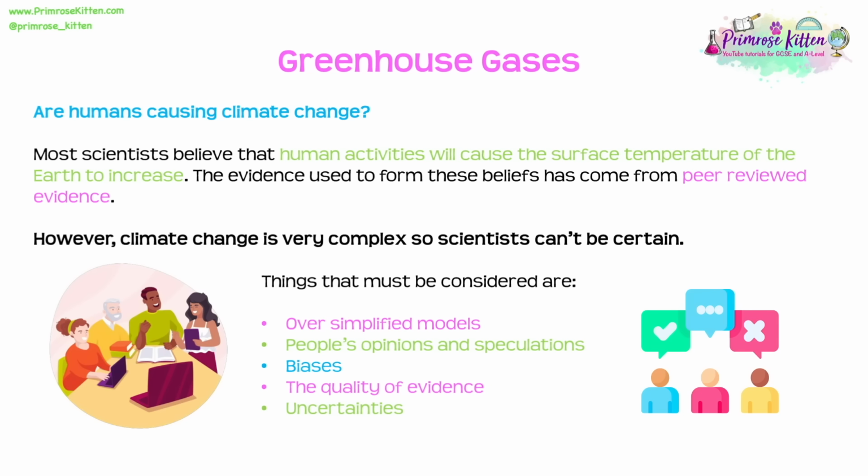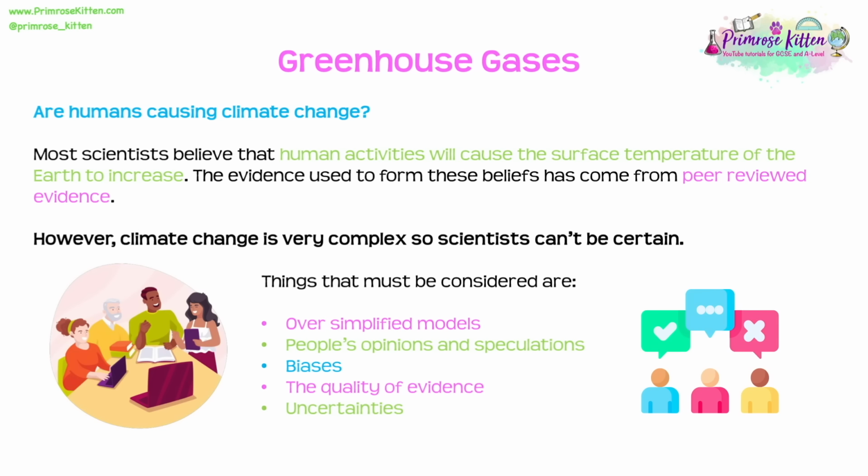Most scientists believe that human activities are causing the surface temperature of the Earth to increase. Now the evidence that they've used to form these beliefs has come from peer-reviewed evidence. However, climate change is very complex, so scientists can't be certain of this despite all these peer reviews. We need to consider the fact that maybe we're oversimplifying some of the models that we're using to come to these conclusions. We need to consider that people's opinions and speculations may cause biases.